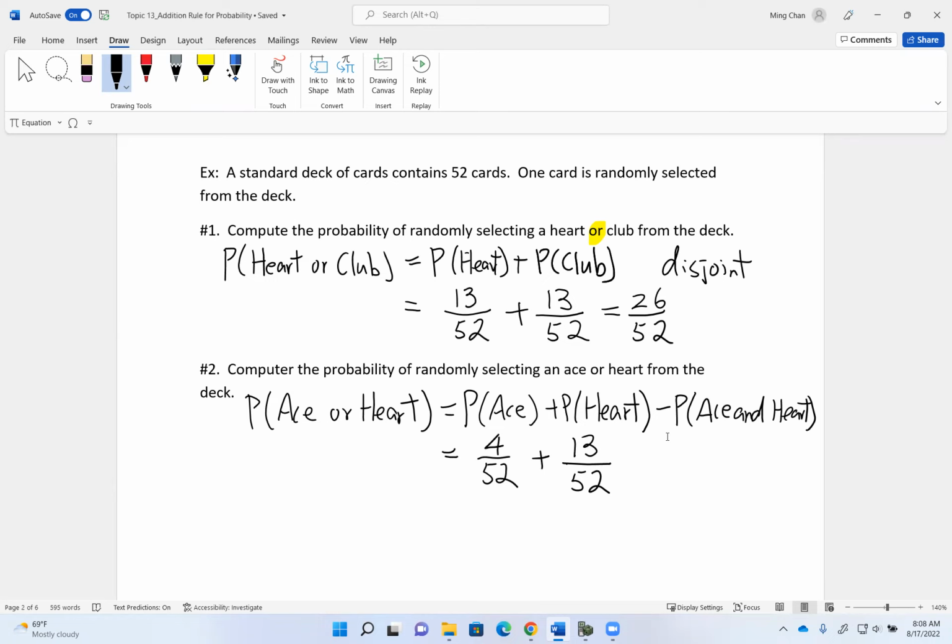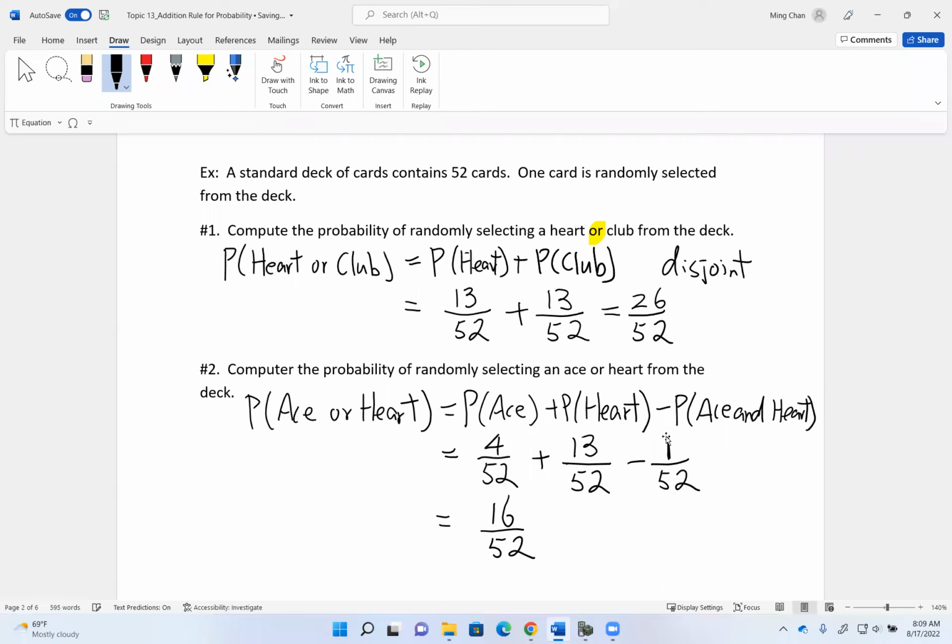So think about this, okay? That ace of hearts is one of that 4 out of 52. That ace of hearts is also inside that 13 out of 52. So I already counted the ace of hearts twice. That's why I have to subtract that one way I can draw an ace of hearts. That one extra time I over-added, out of 52. So 4 plus 13 minus 1 is 16. So there are 16 ways I can draw an ace or a heart out of 52 possible outcomes.